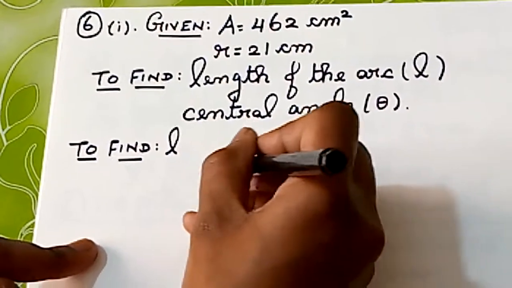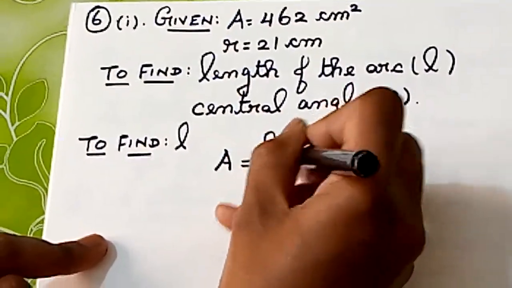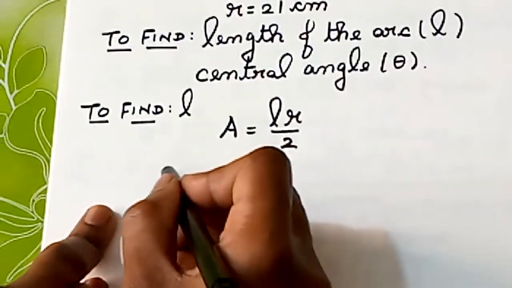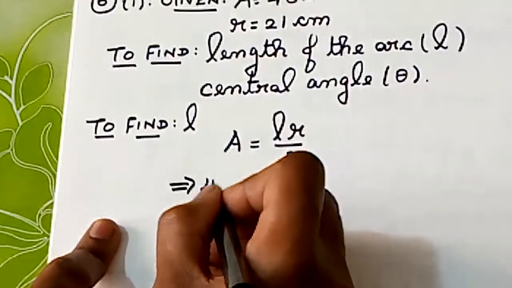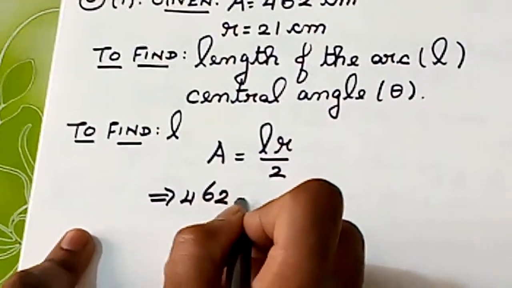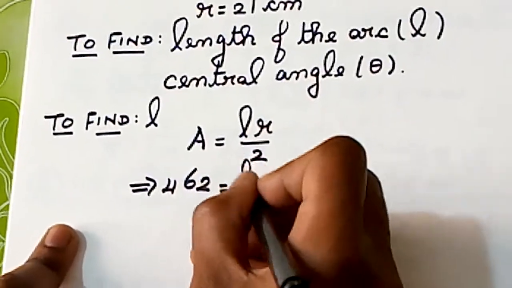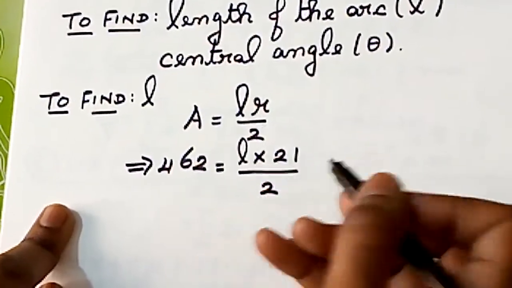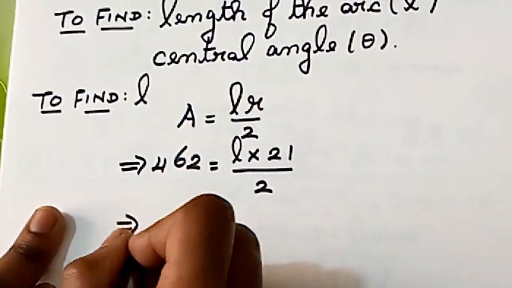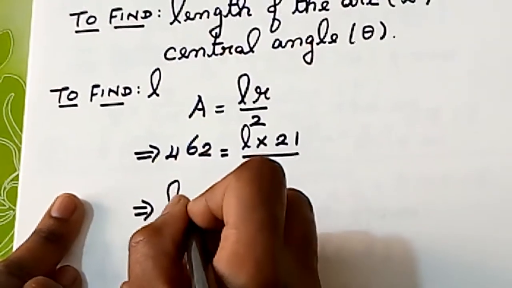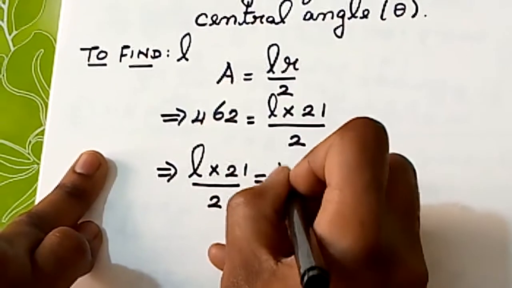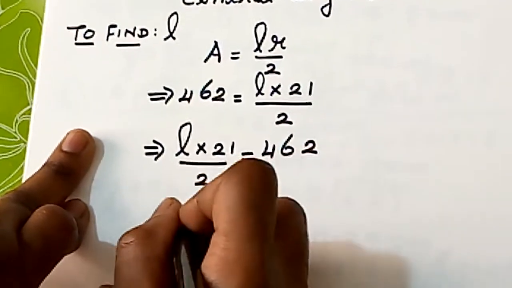A is equal to LR divided by 2. So what is the value for A? That implies A is equal to 462 is equal to L into 21 whole divided by 2. Just I am going to interchange the terms, that is L into 21 divided by 2 equal to 462. So what is the value for L?